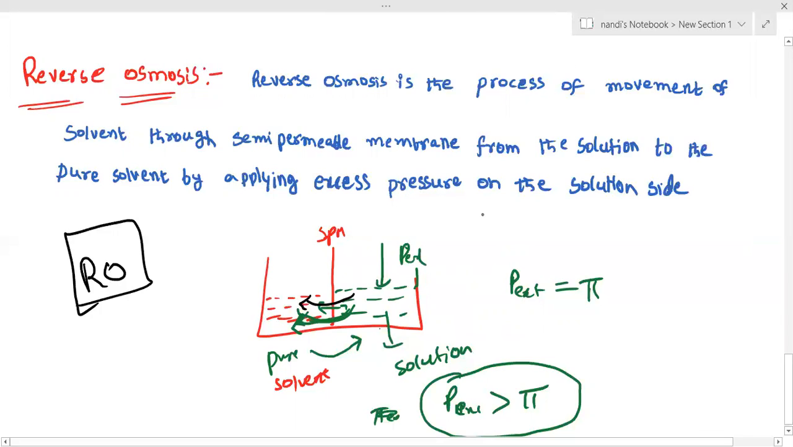Okay. So in the next video we will discuss osmotic pressure calculations by using the Van 't Hoff equation and different forms of osmotic pressure. Everything will be discussed.